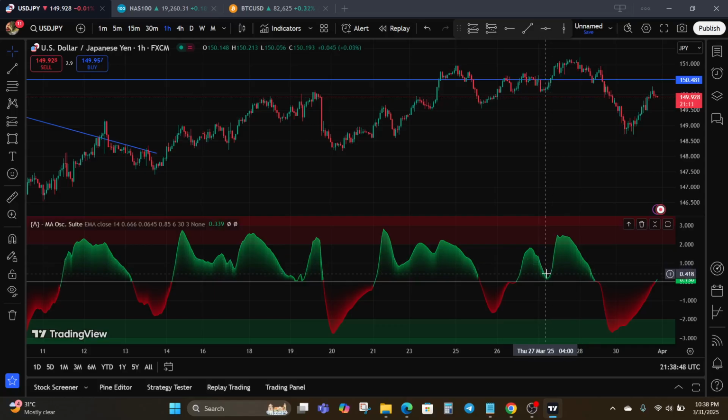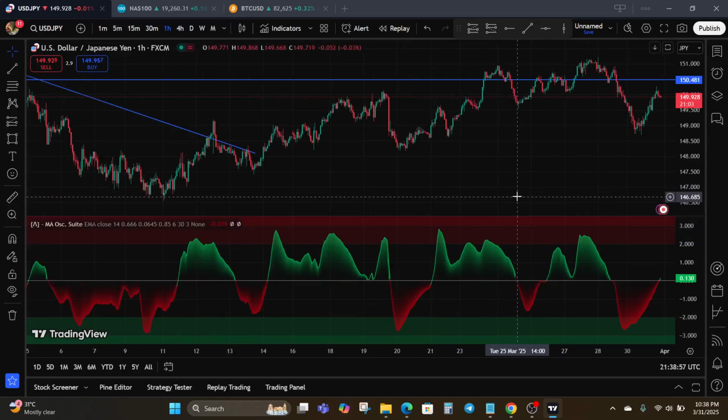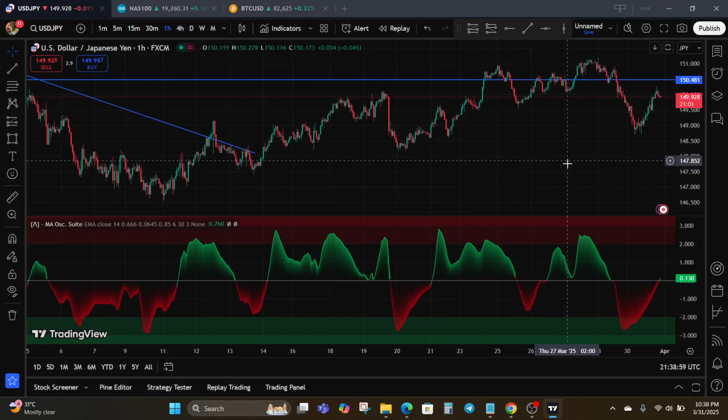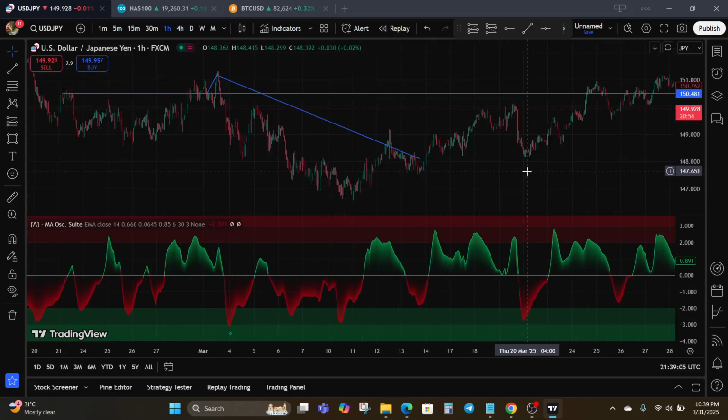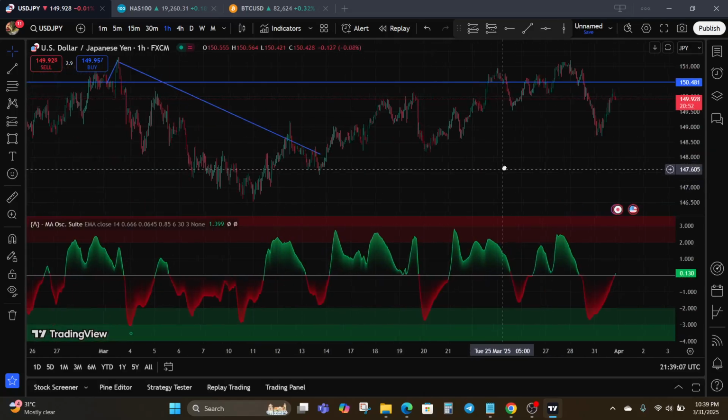You can use this indicator to identify confirmed trends, to avoid trading in choppy markets, and to also confirm signals from other indicators. Now let's just quickly talk about identifying confirmed trends. You should only enter when the oscillator shows a strong shift. Let's analyze the functionality of this indicator together, right?